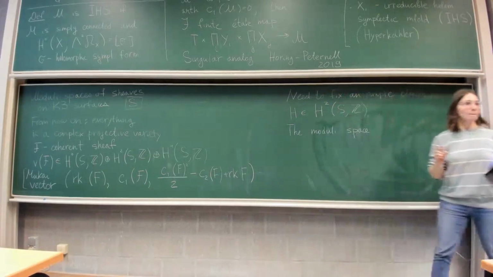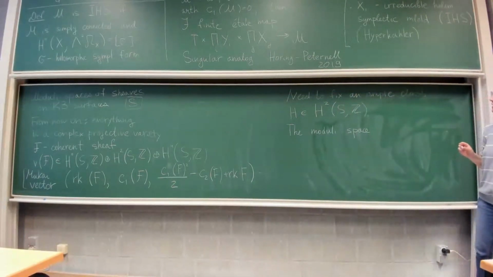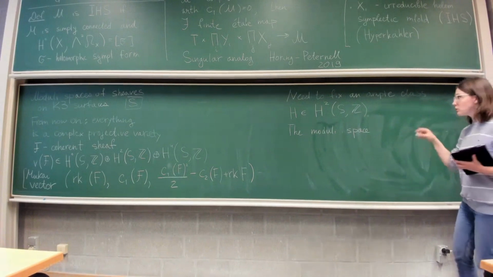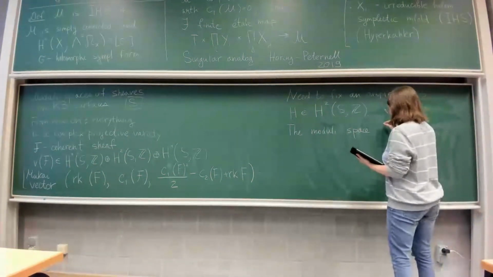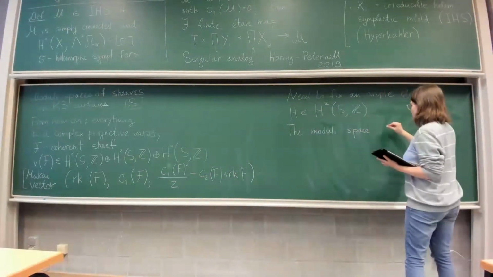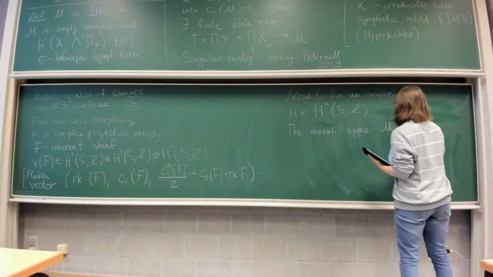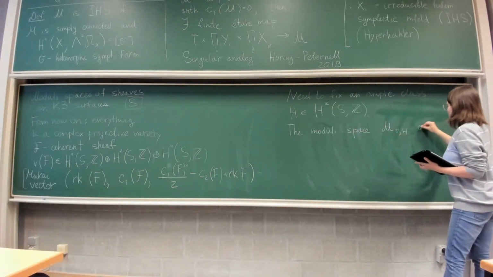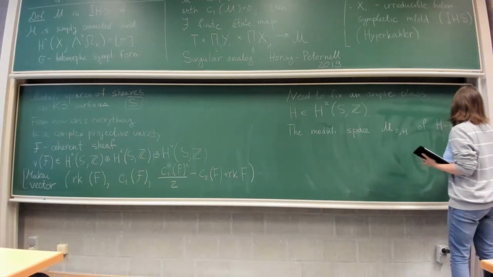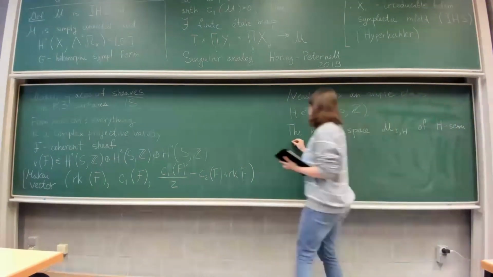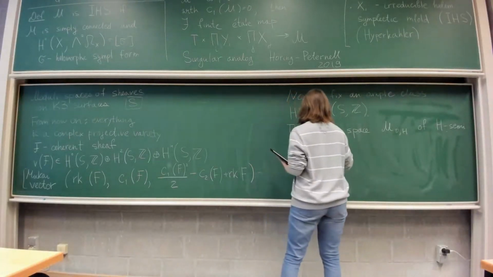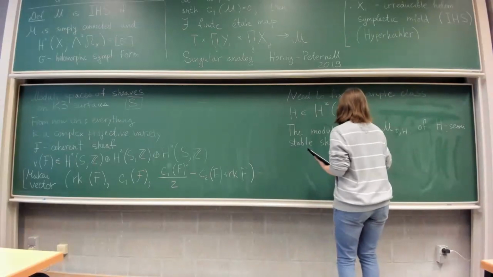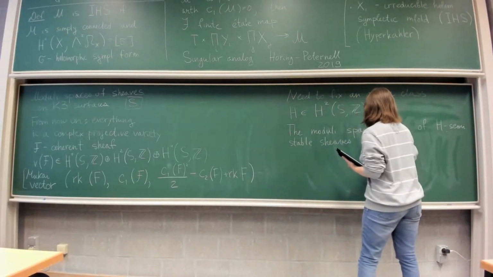I have a question. Need H to be primitive? No, just ample. For now, it doesn't matter which. In some cases, v will need to be primitive, but I will mention that in a second. So we're looking at the H-semistable sheaves with the Mukai vector v. So this is the moduli space of H-semistable sheaves with the Mukai vector v.